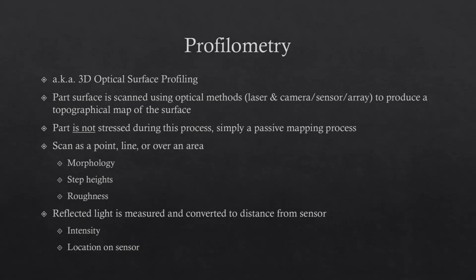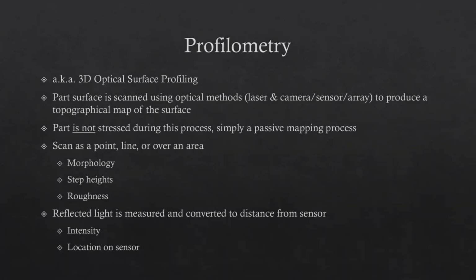So what it does is we scan an area. We can scan as a point, or we can scan in a line, or we can scan a large area at once, depending on how the equipment's set up. And we're going to find things like morphology. Morphology is kind of the shape and contours, right? How the surface morphs from one area to another. We can measure things like step heights, changes in height, and we can look at roughness, how rough or smooth the surface is.